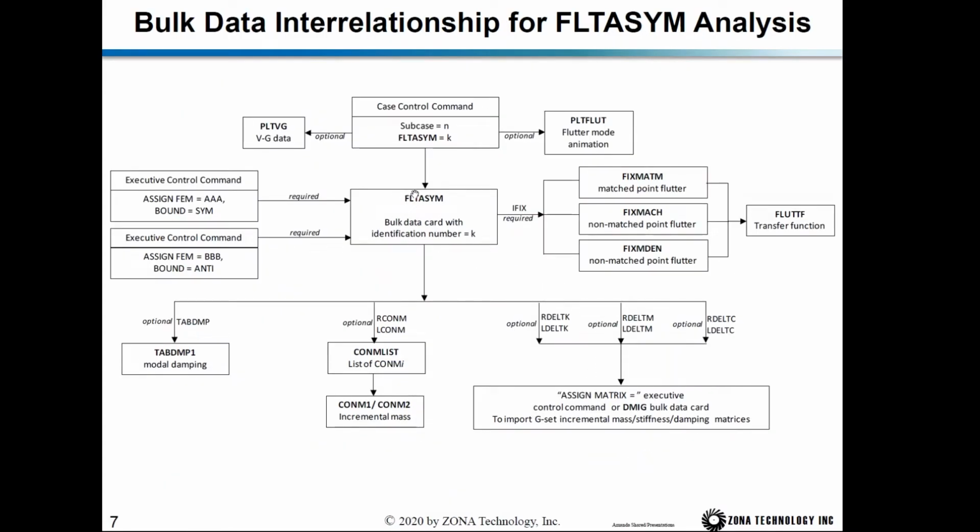Then you generate a symmetric mode and anti-symmetric mode of this structure model. And then you have an FVM card. It is referred to by the FVM case control command. Then you import the symmetric mode and anti-symmetric mode, and then you can generate the flutter analysis, and the FVM refers to the fixed ATM, fixed MHH, and fixed MDAM. And then it refers to a TABDMP1 card to include the structural damping in the flutter analysis. Then you refer to the content list. The content list lists out the IDs of the content 1 and content 2 cards.